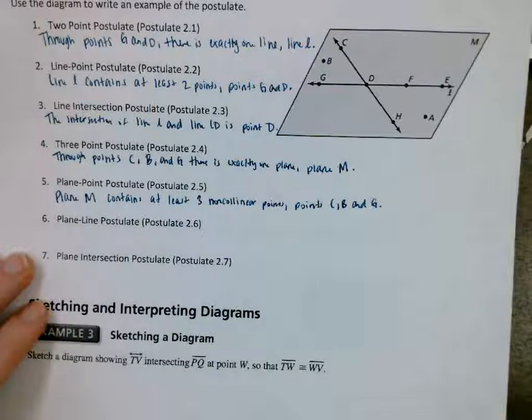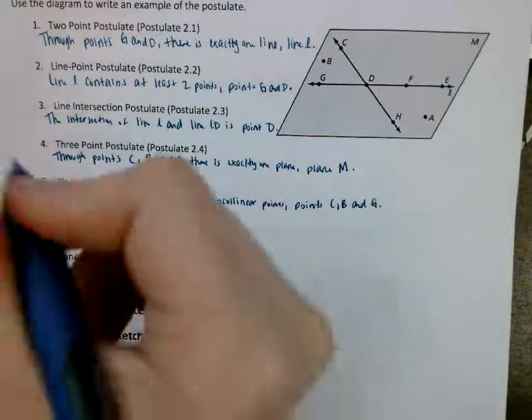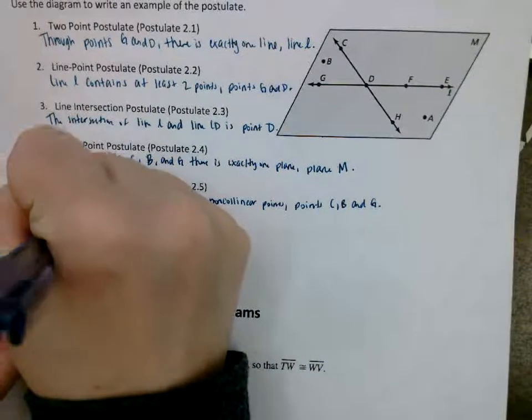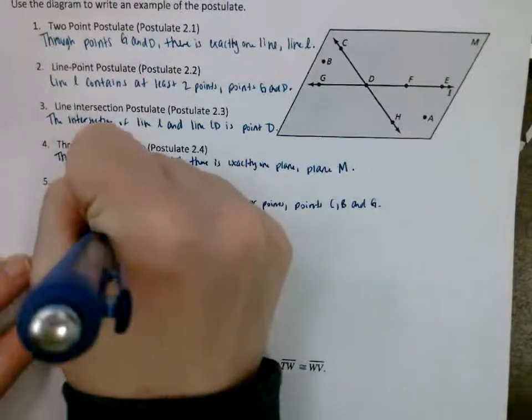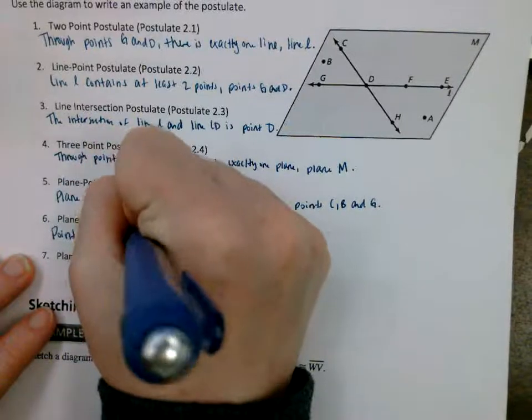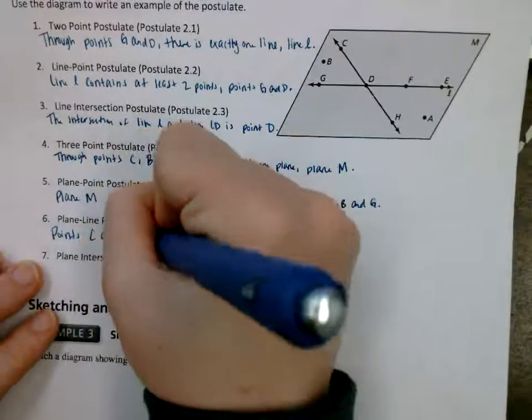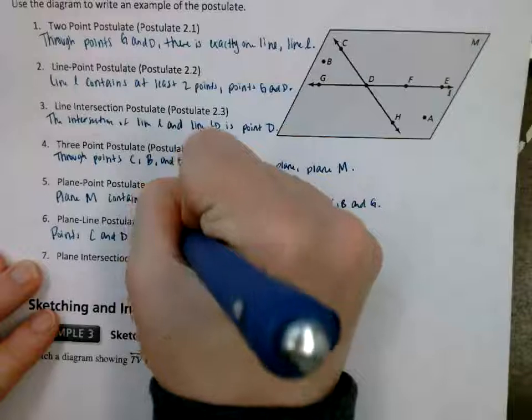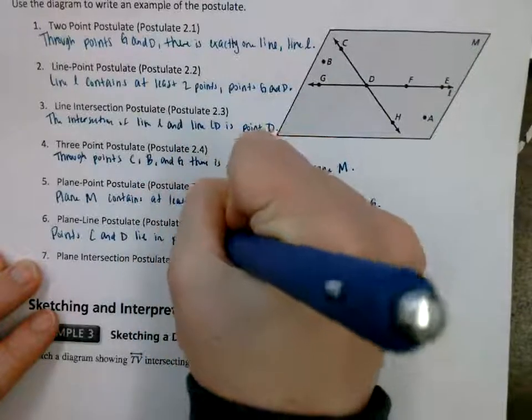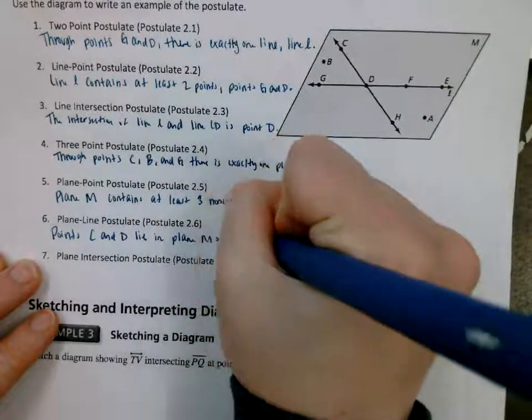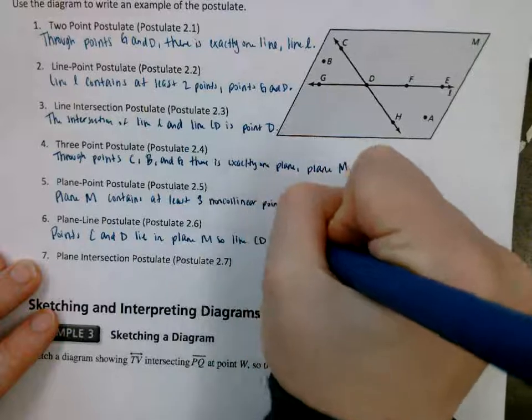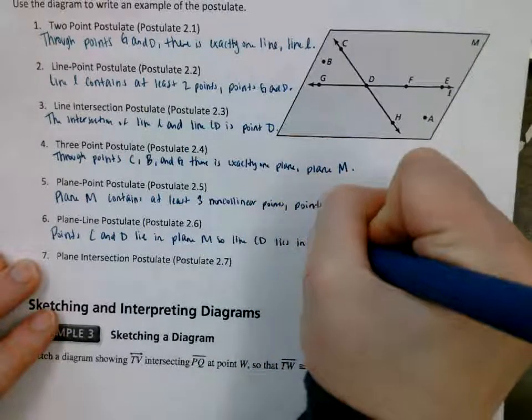Okay, 2.6 is the plane line postulate. So I see that points, we'll do C and D, lie in plane M, so line CD lies in plane M.